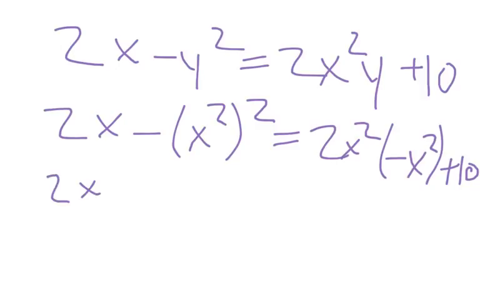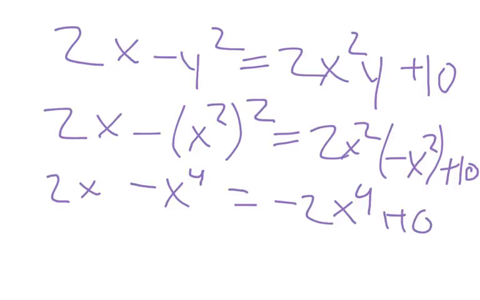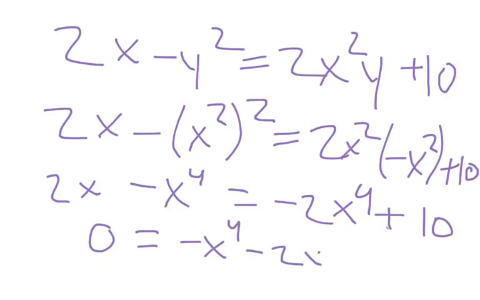So 2x minus x to the fourth, because 2 times 2 is 4. And then same with this, you're just going to multiply it all out, so negative 2, because 2 times negative 1, and then x to the fourth plus 10. So basically we're just going to set this equal to 0, so we're going to move everything to the right side. So it's going to be 0 equals negative x to the fourth minus 2x plus 10.